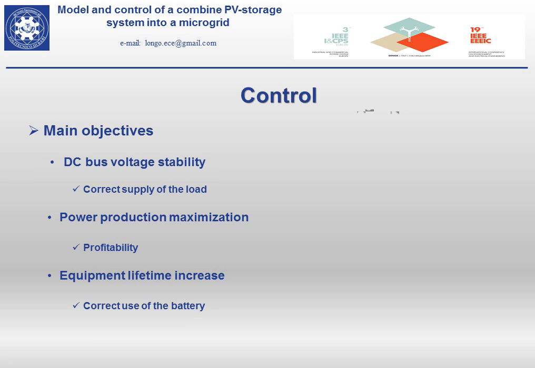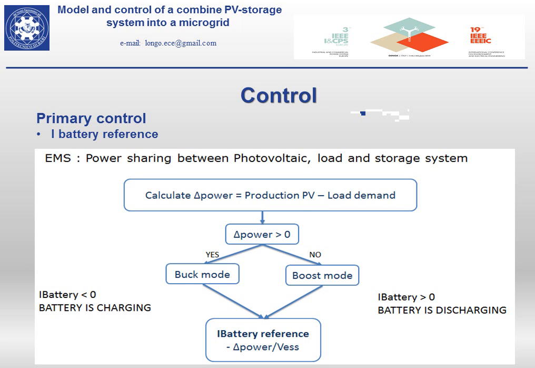Regarding the control, we have highlighted three main objectives of the DC microgrid. First one is the DC voltage stability, to correctly supply the load and not to damage it. The power production maximization is the second one, to increase the profitability of the system and involve as much as possible the PV system. And the last one is the equipment lifetime increase, with the correct use of the battery to avoid to replace it too much, and also for profitability questions.